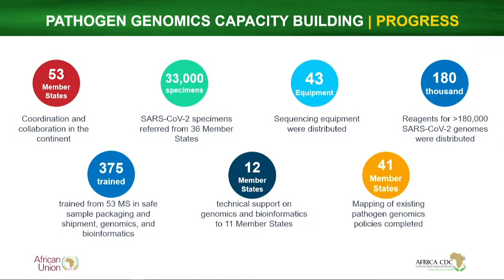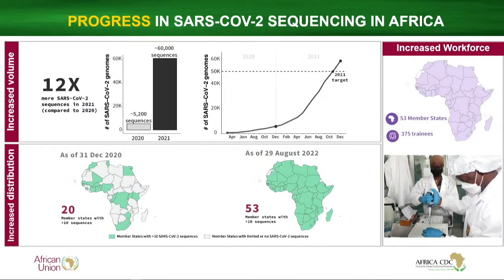We were able to cover all the 53 member states that were able to sequence SARS-CoV-2 in the training. So we were expanding training, access to workforce, access to technologies in the past 2 years. But for the sustainability aspect, we are also looking into what are the policies, what are the existing mechanisms in the countries. We were able to map 41 of the 55 member states, and we are continuing to finalize that very soon. So what did this result show?